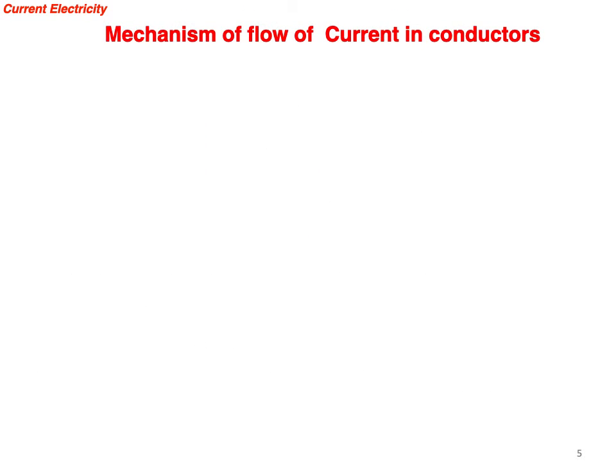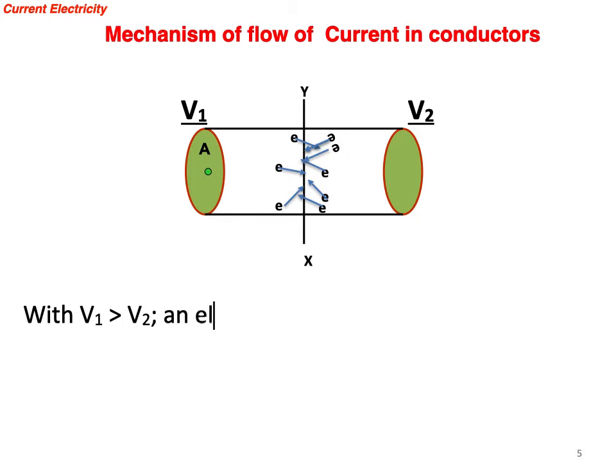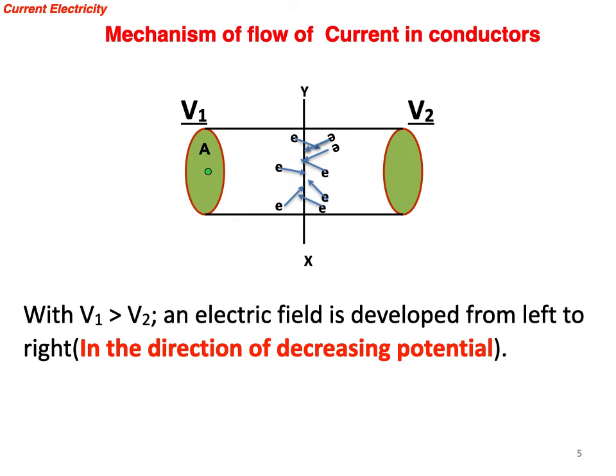Now, let's see how does the current flow. For flow of current, we have to apply a potential difference. In this figure, we have applied a potential difference. V1 is potential on the left end of the conductor and V2 on the right end. We have V1 greater than V2. As a result, an electric field is developed from left to right because electric field acts in the direction of decreasing potential. Higher potential, lower potential, we have an electric field towards right.